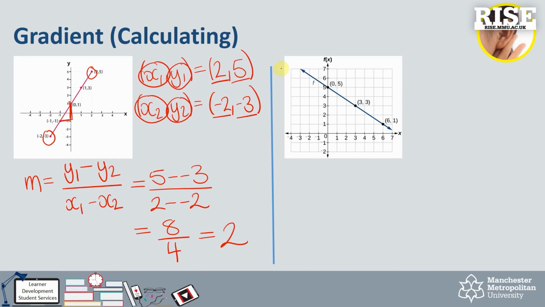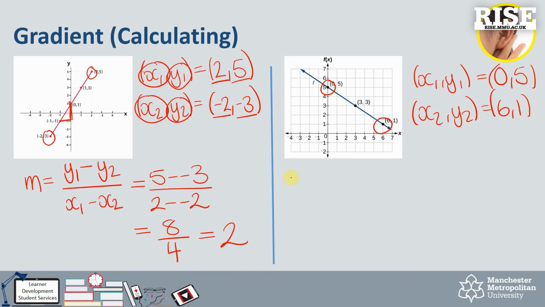What about a negative one then? Do you have to make any differences and allowances because it's a negative gradient? No, just choose those 2 points again. So this time, my first point, I'm going to be taking as 0, 5. And my second point, I'm going to be taking as that 6, 1.